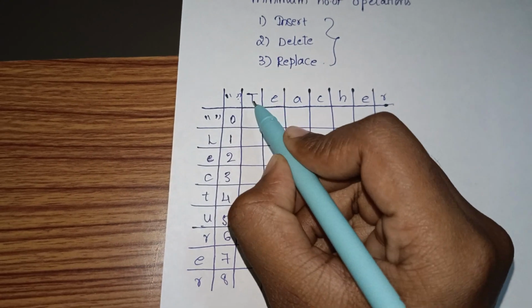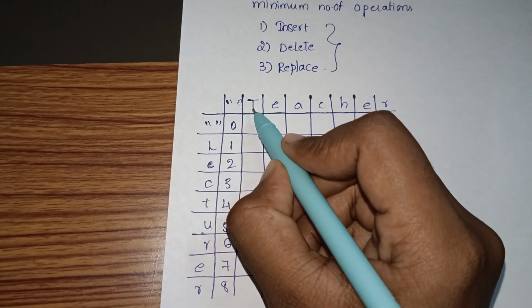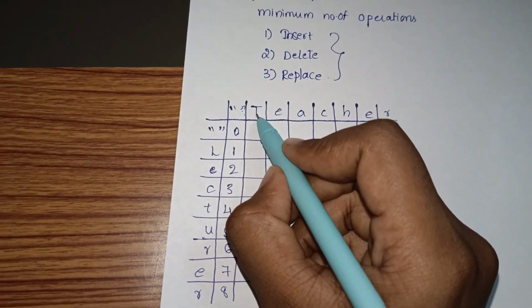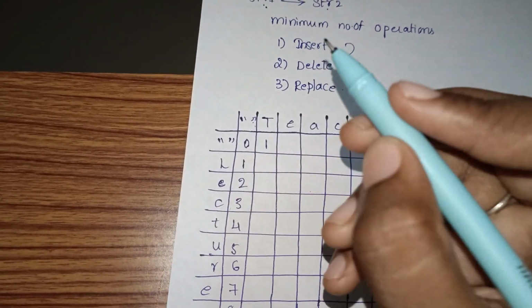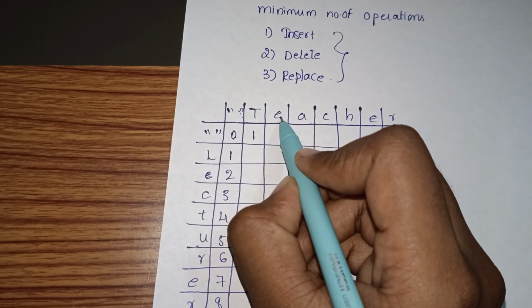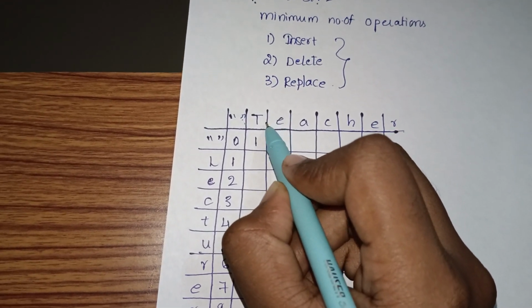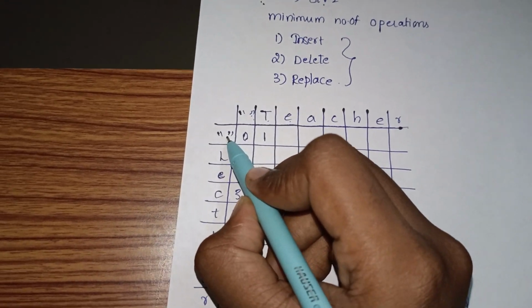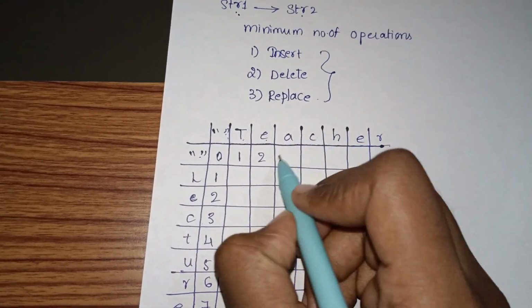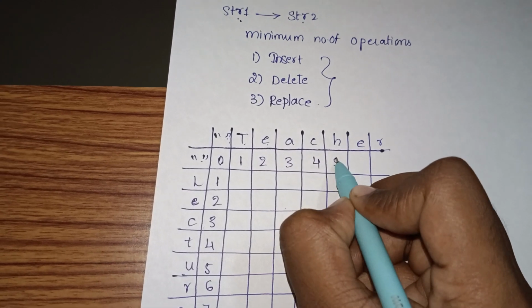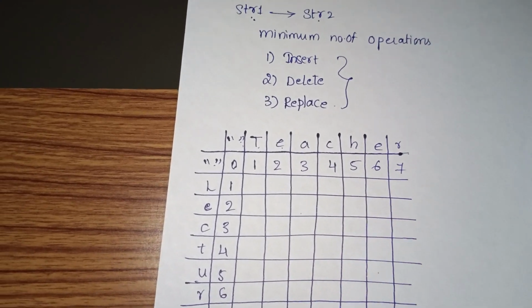Now it will take 1 deletion to convert T into an empty string. So here we will fill this cell with 1. And it will take 2 operations, that means 2 deletions, to convert TE into an empty string. So 2 operations. And like that, if you continue, you will fill the table with these values.